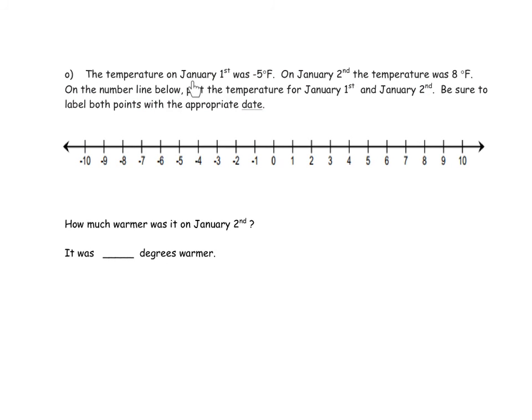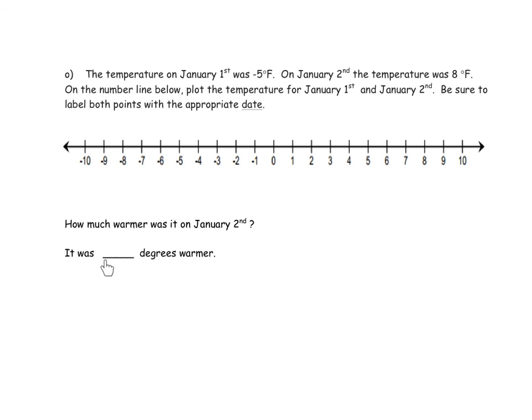The temperature on January 1st was negative 5 degrees Fahrenheit. On January 2nd, the temperature was 8 degrees Fahrenheit. On the number line below, plot the temperature for January 1st and January 2nd. Be sure to label both points with the appropriate date. So they've given us a number line, and then the question is, how much warmer was it on January 2nd? And they give us the sentence.